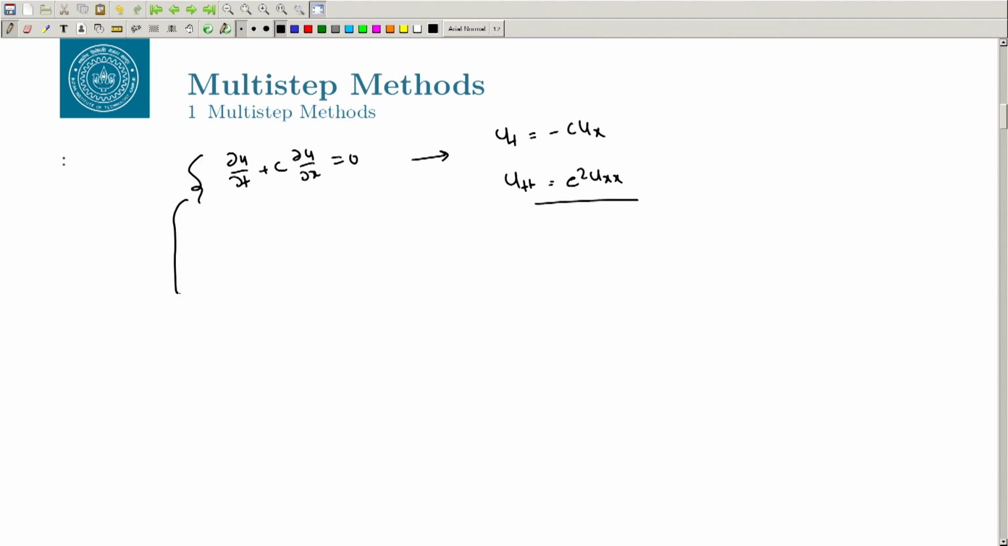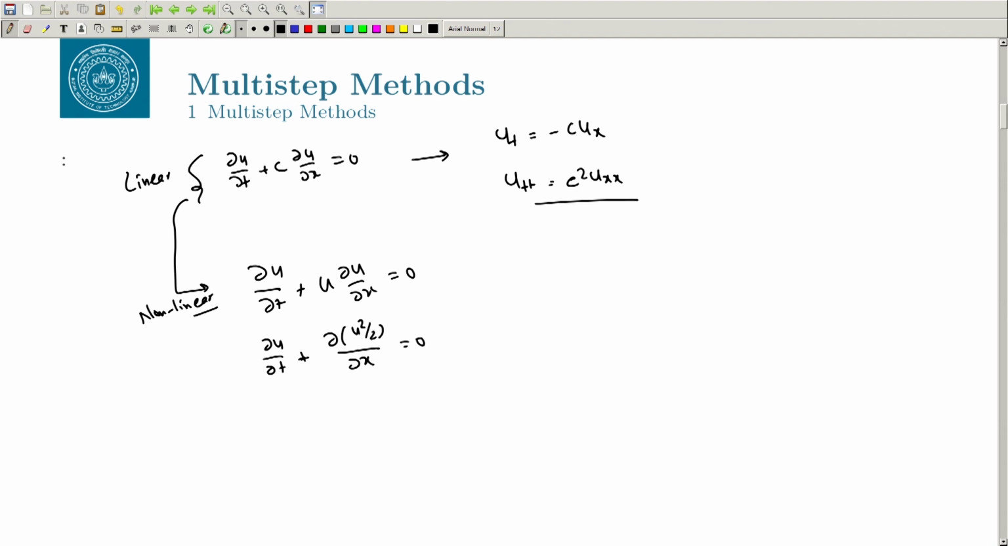If you go from the linear problem to the non-linear problem, del u by del t plus u del u by del x equal to 0. So, this is linear and this is non-linear. We have talked about this a great deal. There are many ways to look at it. The non-linearity in this one is that you can write it as del of u square by 2 by del x equal to 0. That is a non-linear problem. Secondly, you can look at the coefficient of the gradient term, and that depends on the solution.